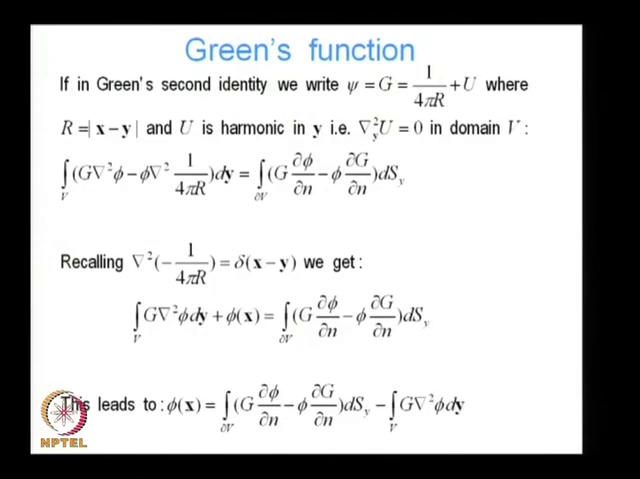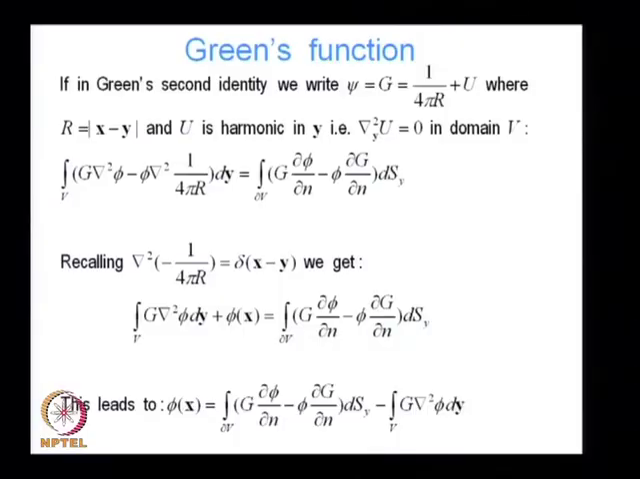So, we saw Green's third identity, right, and we saw that using Green's third identity, I can always find a solution of Laplace's equation provided I know the function as well as its derivative on the boundary, right. But then we said that, well, it is not usually possible to know both the function as well as its derivative on the boundary. So, what do we do?